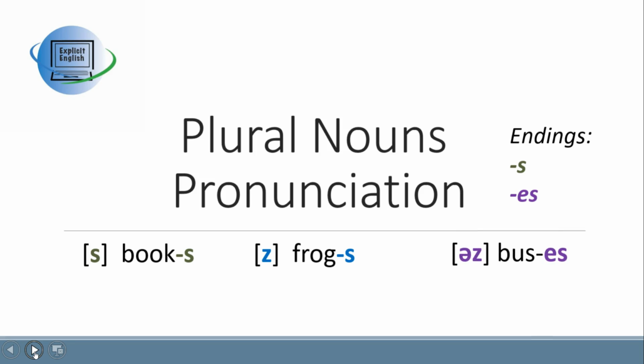The third case is when we have a word such as bus, and we add es to make the pronunciation easier on us. However, the ending will sound like this: buses, buses. So let's explain each of these scenarios in the following slides.